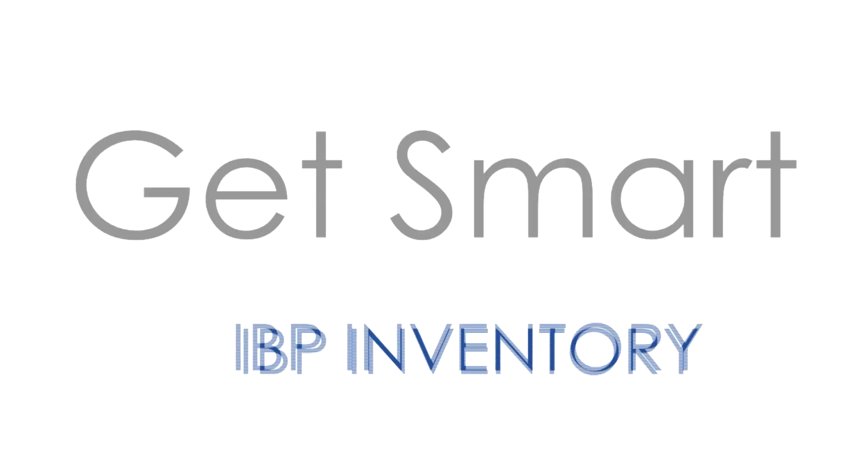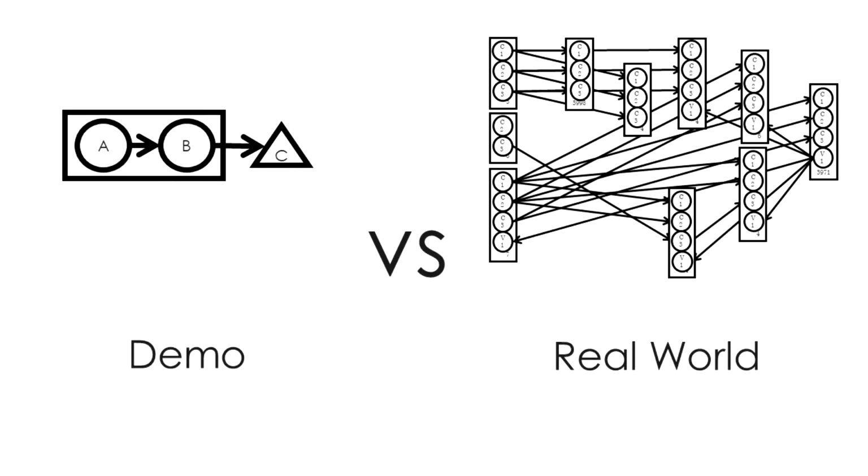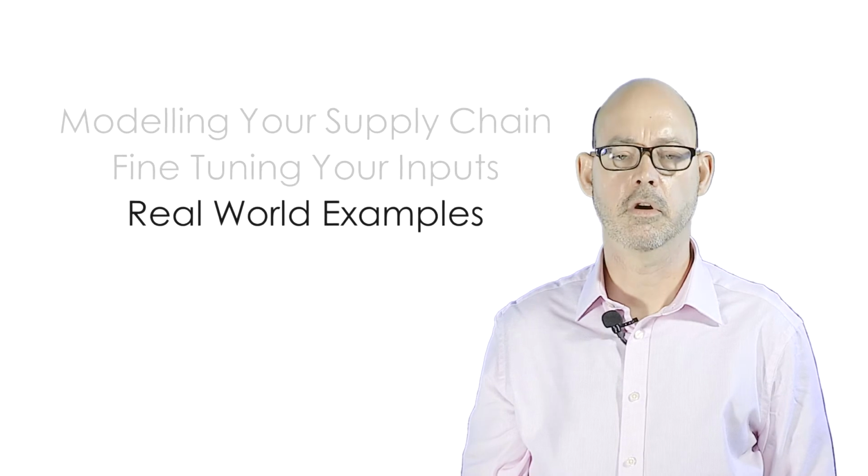Today's topic, how do I get an inventory plan that I can actually execute? Ever have someone produce a supply chain plan, whether it's inventory, supply, or demand, and you take one look at it and know that the plan does not reflect reality on the ground? Today we'll talk about the levers you have to model your supply chain accurately and fine-tune the solution. I'll cover 3 topics in this talk: modeling your supply chain, fine-tuning your inputs, and real-world examples.